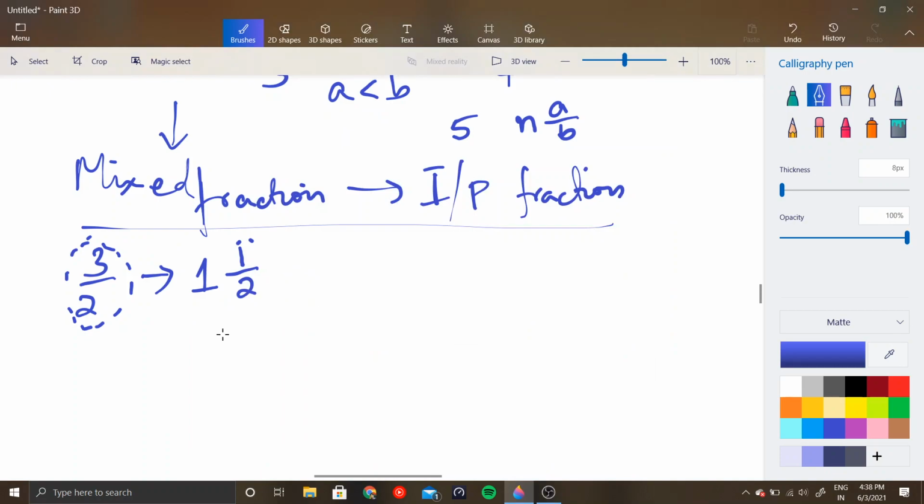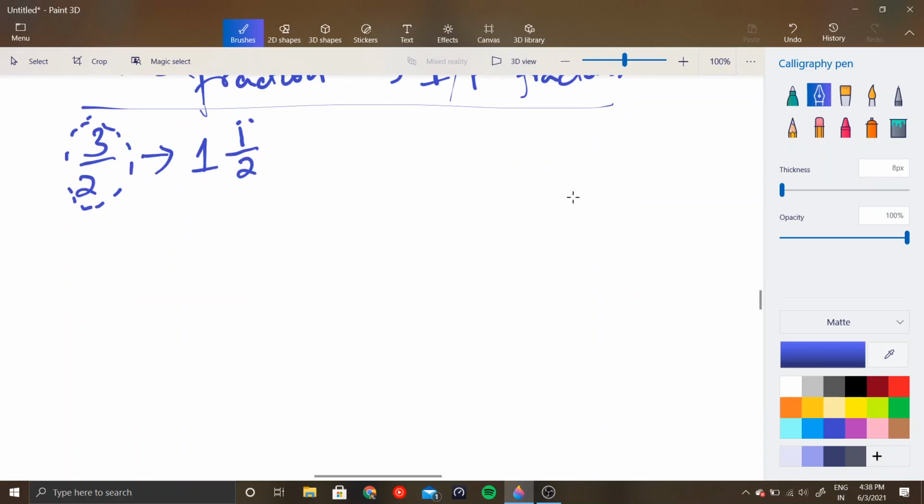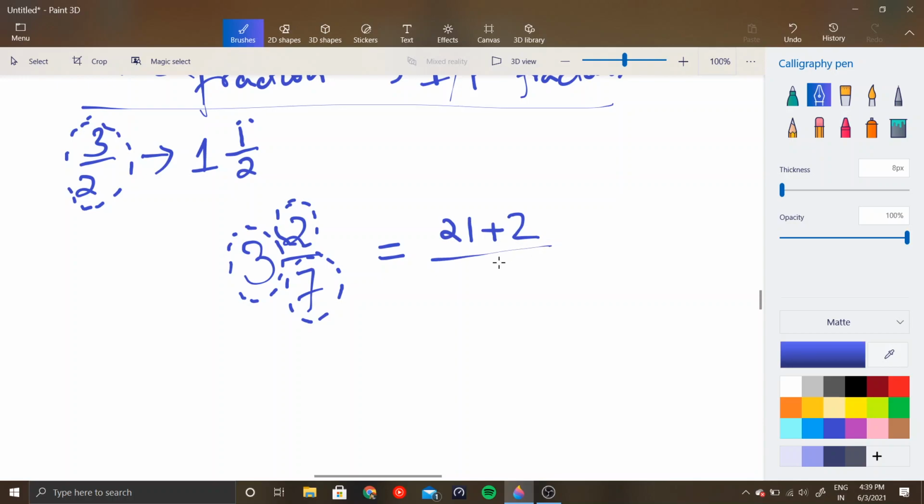So let me start off. Suppose you have something like 3 2 by 7. Now the rule for doing this is, given a mixed fraction like this, how to convert it into an improper fraction. You have these two terms, the 3, the integral part, and the denominator 7. So multiply them. 7 into 3 is 21. Add 2 to it, and divide it by 7. So this will be 23 by 7.